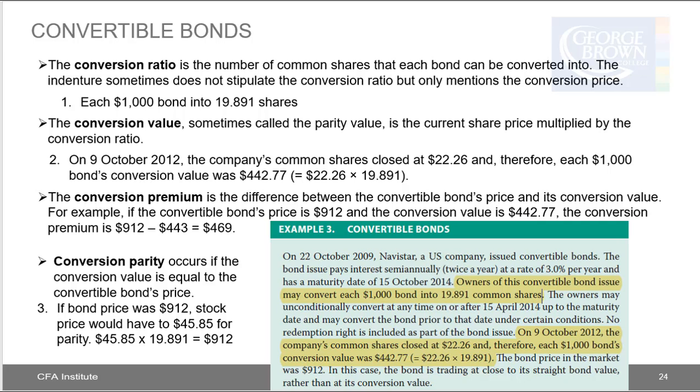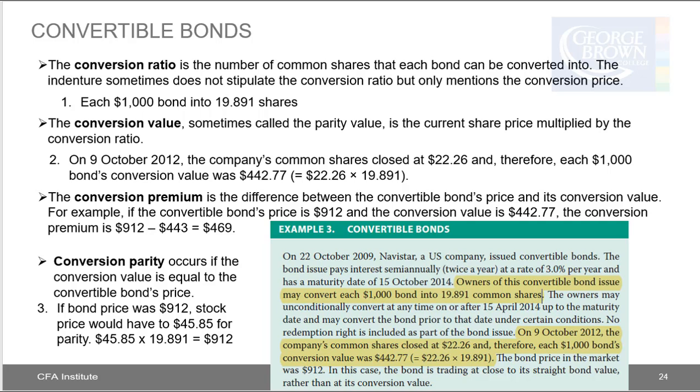Then finally, what we're looking at here is the conversion parity, which occurs if the conversion value is equal to the convertible bond's price. So we can see here, if the bond price was $912, the stock price would have to be $45.85 for parity. That would be $45.85 stock price times the 19.891 shares that you would receive for each $1,000 bond. That would equal $912. That's when you would get the conversion parity, okay?